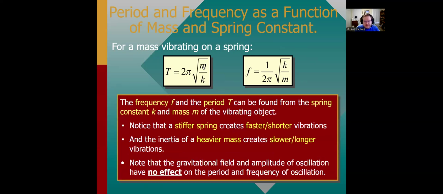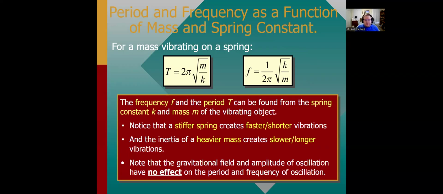So notice that a stiffer spring, a larger value of k, will create faster vibrations, or a shorter period. But the inertia of the object, a heavier mass, ends up creating a longer period, or slower vibrations. Interesting fact, and College Board will probably ask you about this in some way on a multiple choice: the gravitational field and the amplitude of oscillation have no effect on the period and frequency.